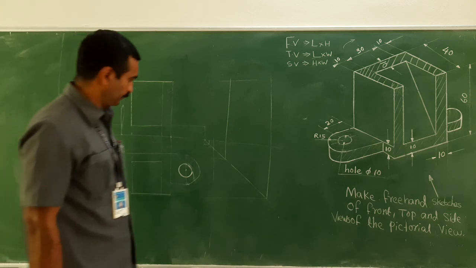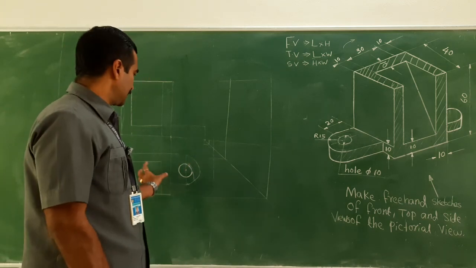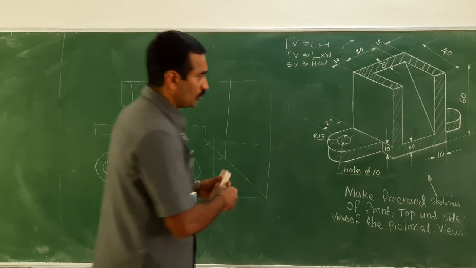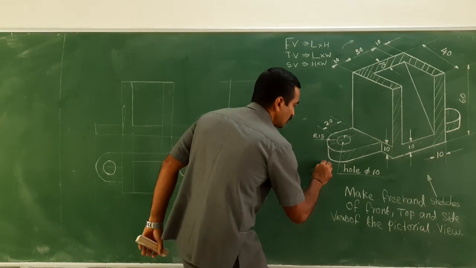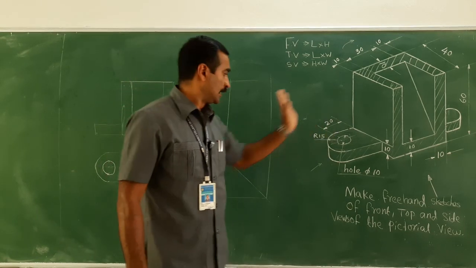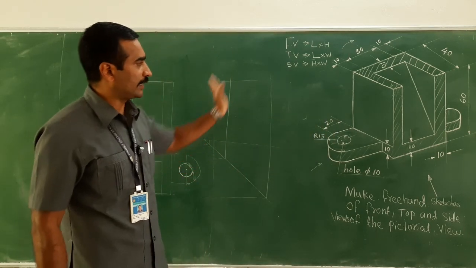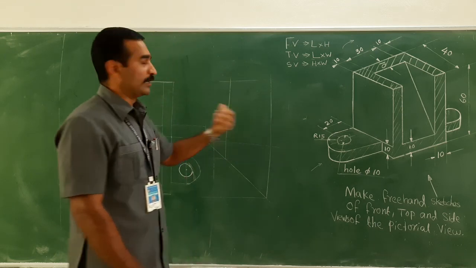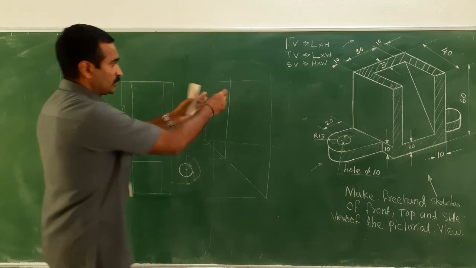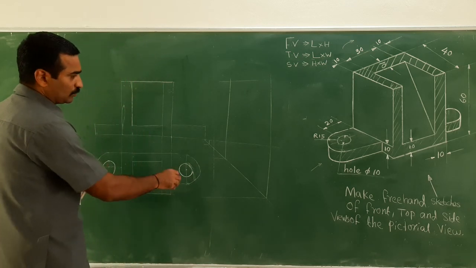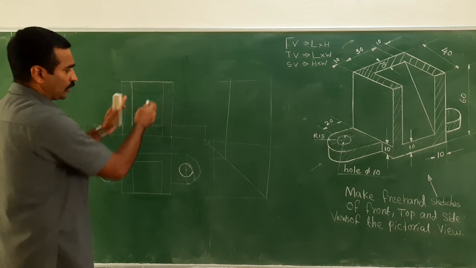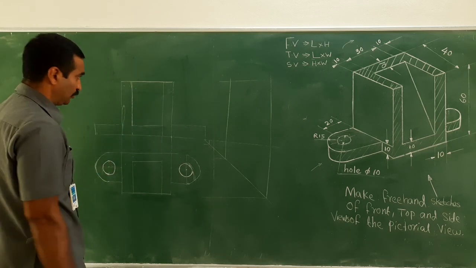Now let me just transfer this information to the side view. I am going to look at this object from here, from the left hand side of this object, but the image would be captured on the right hand side of the front view as per first angle projection, isn't it? Right. So let me draw here, for which I need to project all the information which has been captured in the top view as well as the front view here.